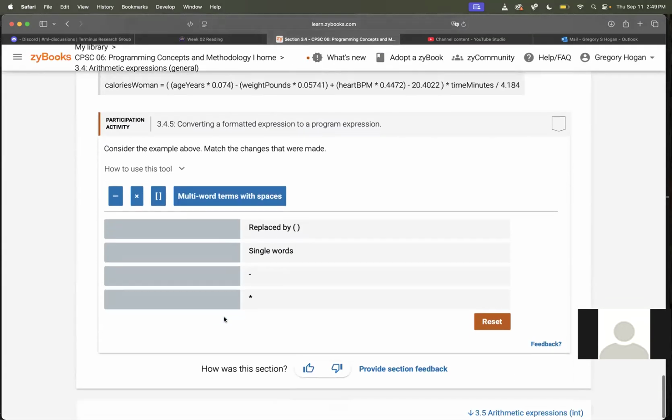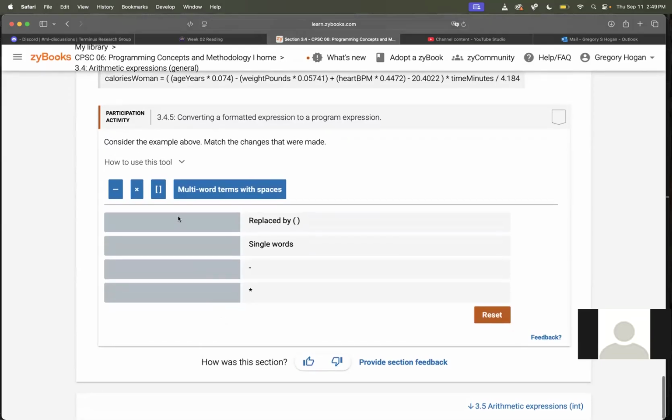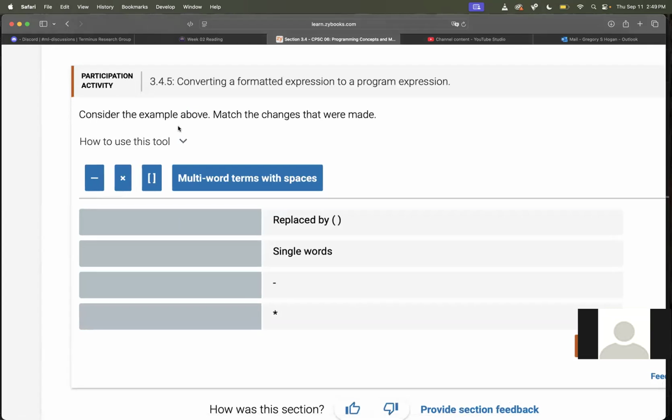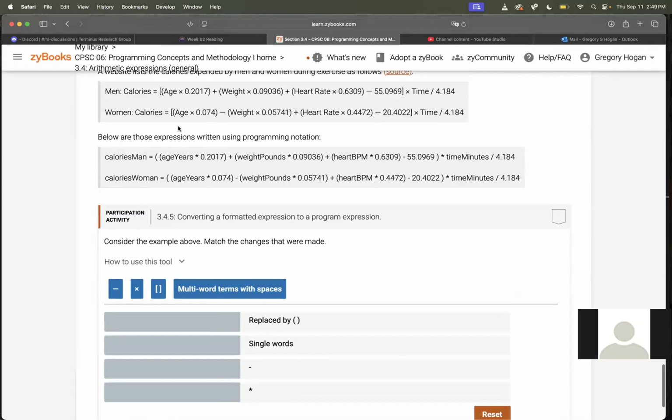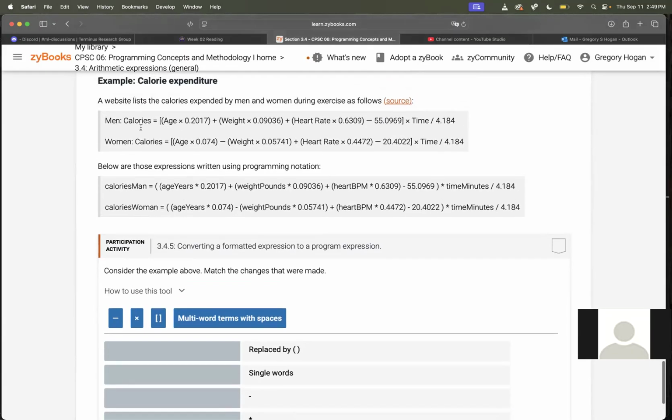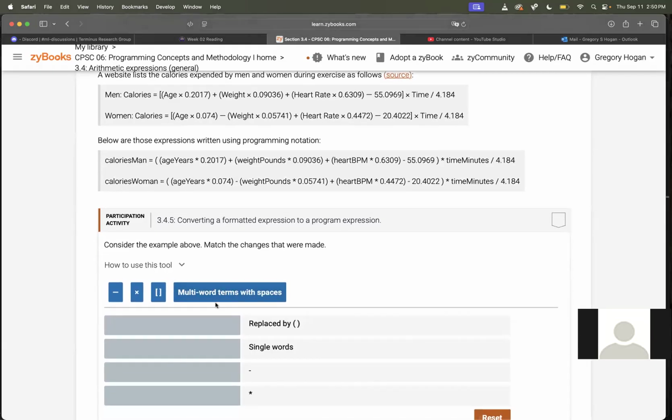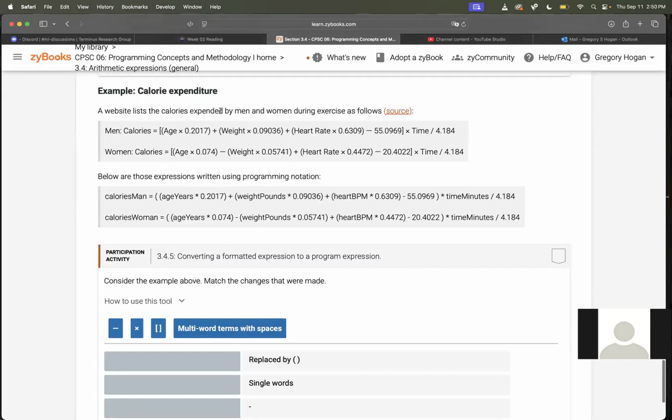All right. This is participation, so we don't really need to do it, but might as well. So consider the example above. What are we doing? How to use this tool? A website lists the calories expended by men and women during exercise as follows. Below are those expressions using programming. Okay, so what do you have to do?